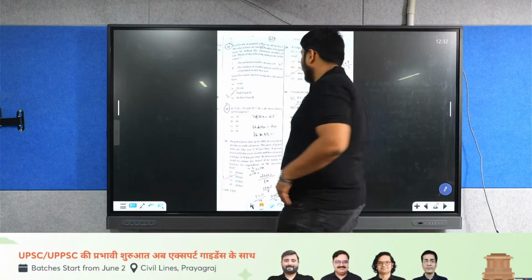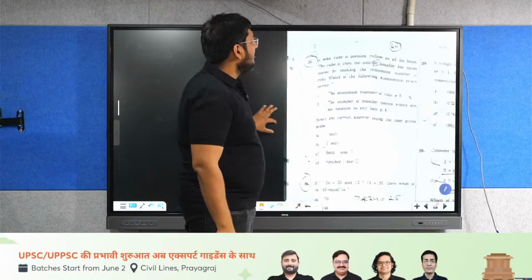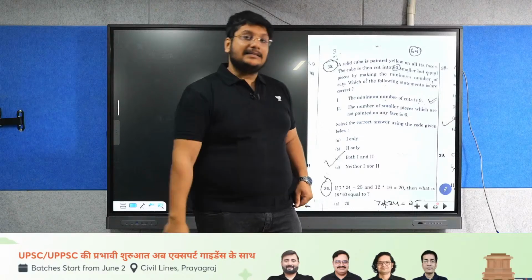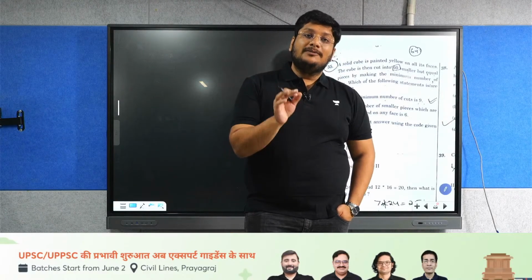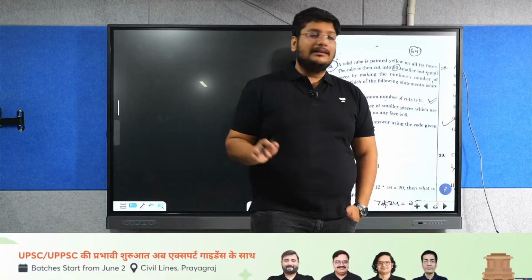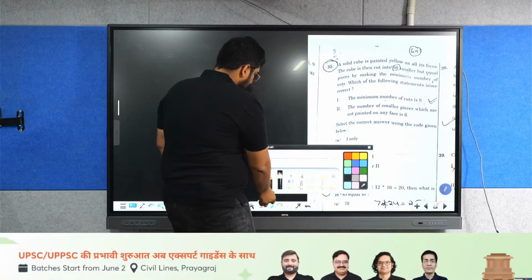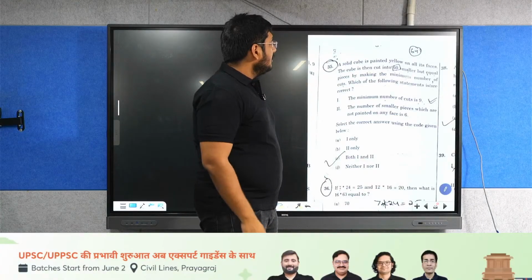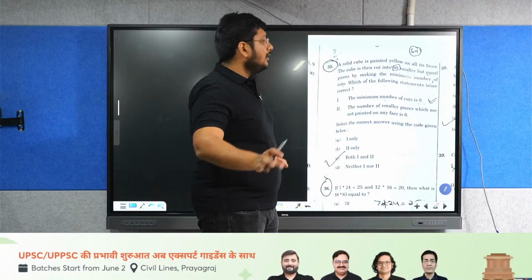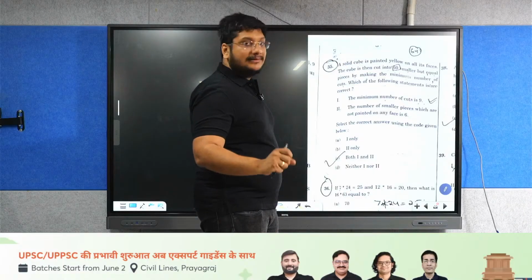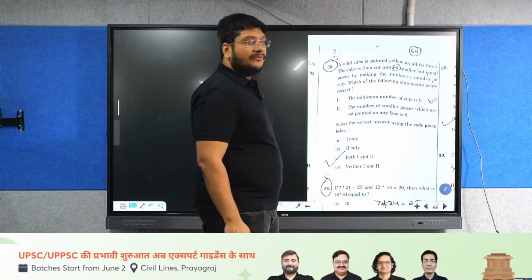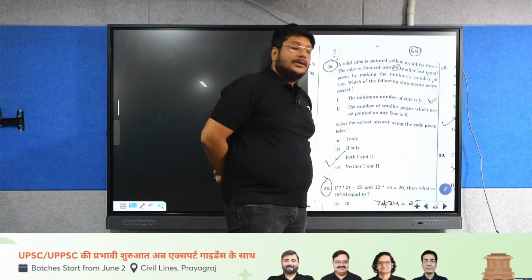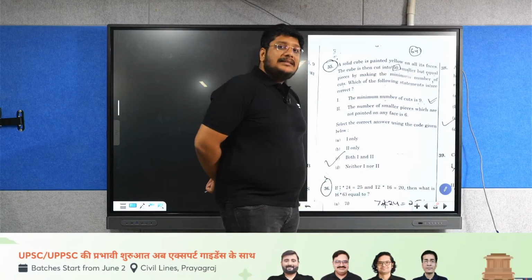Question number 35. A solid cube is painted. All those who have studied with me, we have done cutting and coloring of a cube in the class. So you should be in a position to say that this question we know, there is no difficulty. It says a solid cube is painted yellow on all its faces. The cube is then cut into 60 smaller cubes of equal size by making the minimum number of cuts. Which of the following statements is or are correct?